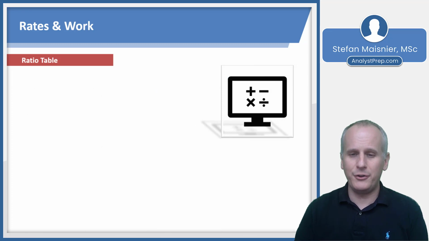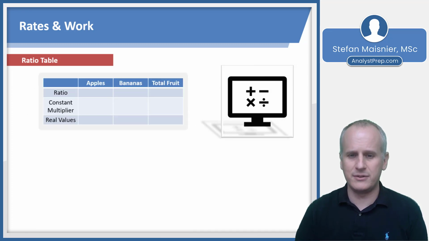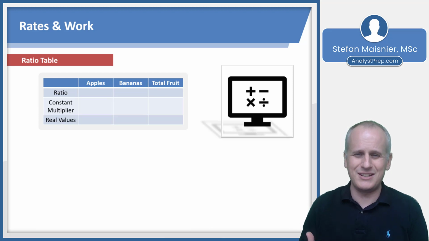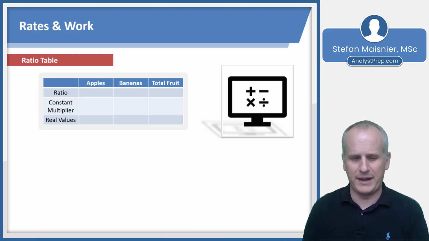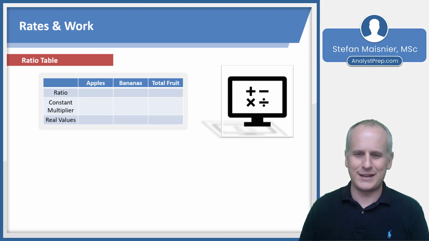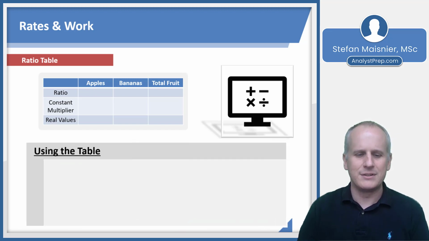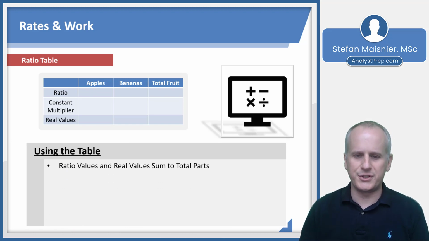Now, you can also consider rates and work in terms of ratios, and there is a relatively handy ratio table you can use. We're going to consider proportions and ratios using the sample of a fruit basket. We've got a little table here: apples, bananas, and total fruit. We're going to assume that this is a sad winter fruit basket; there's nothing but apples or bananas in it. Using the table, the ratio values and the real values will sum to the total parts.